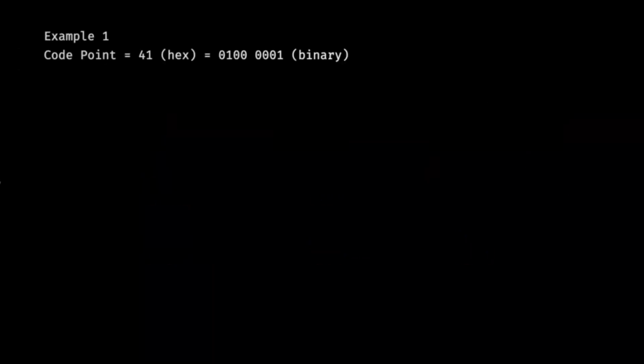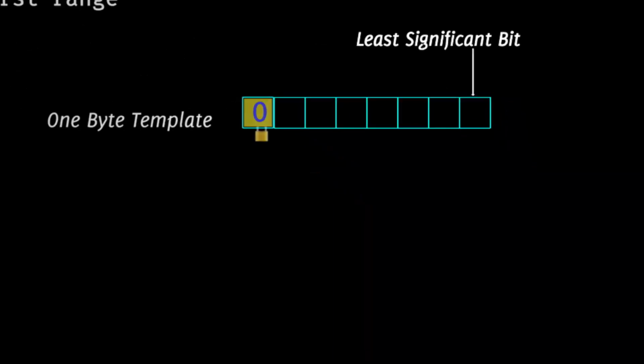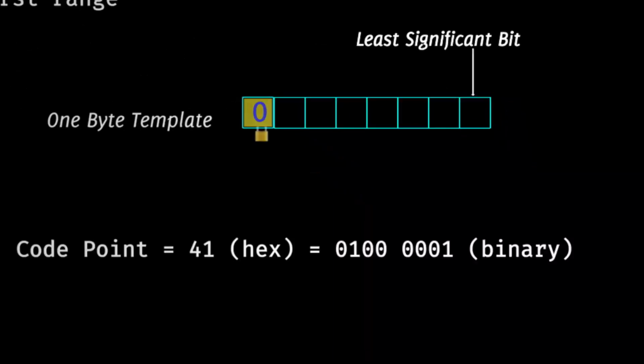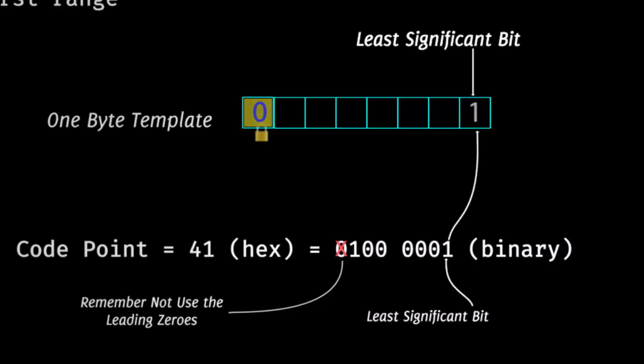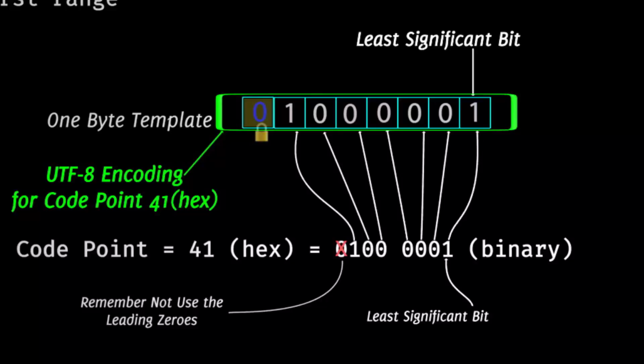Let us consider the code point 41 hex, and the corresponding binary version is shown. 41 hex lies between 0 and 7F, so this code point belongs to the first range. Therefore, we are supposed to use the 1-byte template. This is the 1-byte template. This is the given code point. Remember not to use the leading zeros. Copy the least significant bit of the code point to LSB of the template. Copy all the remaining bits in an orderly fashion, and that is it. We now have the UTF-8 equivalent of the code point 41 hex.